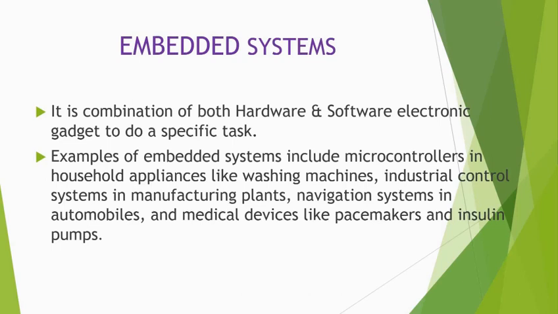Second subtitle of my content is embedded systems, in which I have given the definition. It is a combination of both hardware and software electronic gadget to do a specific task. Examples of embedded systems include microcontrollers in household applications like washing machines, industrial control systems in manufacturing plants, navigation systems in automobiles, and medical devices like pacemakers and insulin pumps.